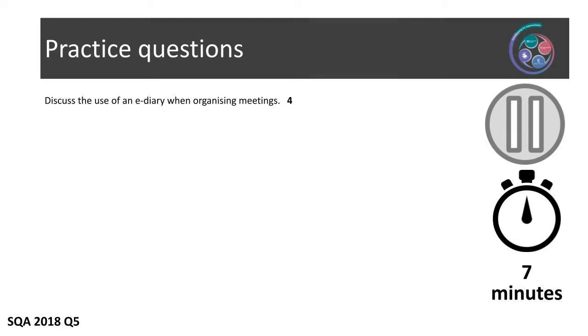Looking at our next practice question then, discuss the use of an e-diary when organising meetings. So this is a discuss question. It's worth 4 marks. So we're going to make 2 or 3 points and make sure we've looked to develop them on to form a discussion. 7-8 minutes. Pause the video now.